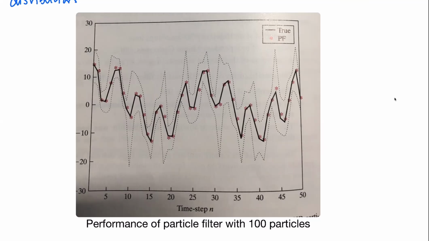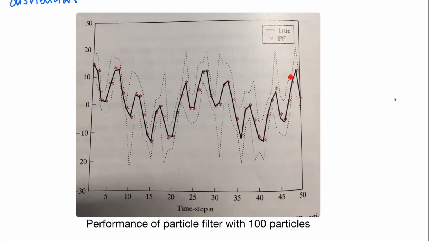The right asterisks are the states that we get by estimating with 100 particles, taking the average of all 100 particles at a particular time. So you see it does pretty well. Sometimes it's a little bit off, but in general, it tracks pretty well. If you try to do this with Kalman filters, it's going to be going all over the place.